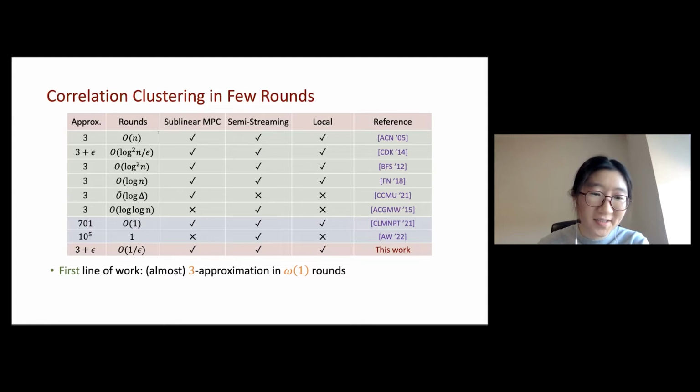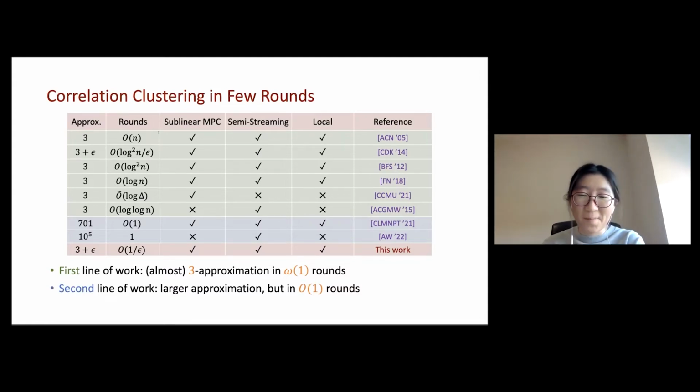On the other hand, there is another more recent line of work, which focuses on designing constant round algorithms for correlation clustering, but at the cost of having a larger approximation. And in this work, we achieve the best of both worlds. We give an almost 3-approximation algorithm that runs in essentially constant many rounds.